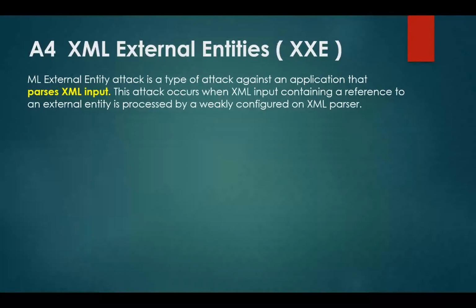Number 4, XML External Entities. It is newly posted on the 2017 OWASP Top 10. The XML External Entity attack is a type of attack against an application that parses XML input. XML is a kind of language, and parsing means the analysis of this language.